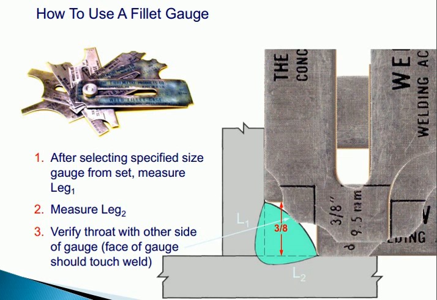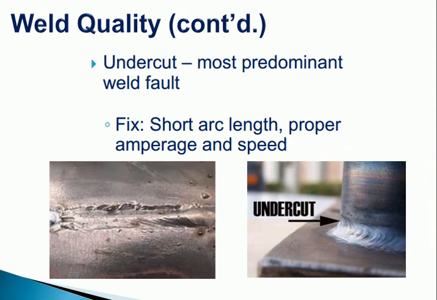Undercut is the most predominant weld fault. Fix: use a short arc length, proper amperage and travel speed.